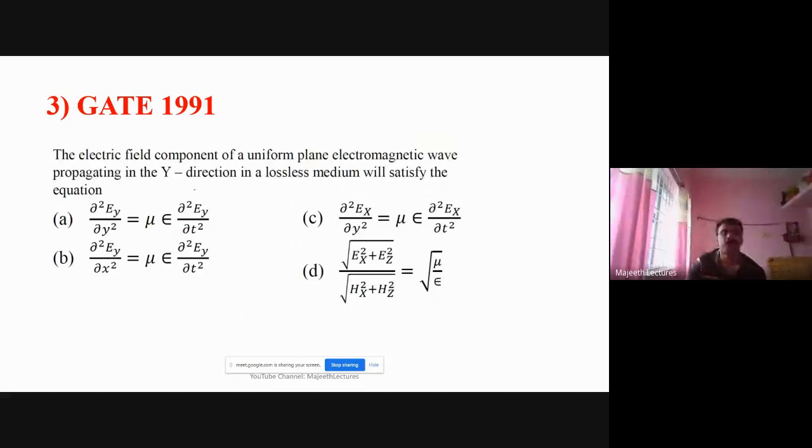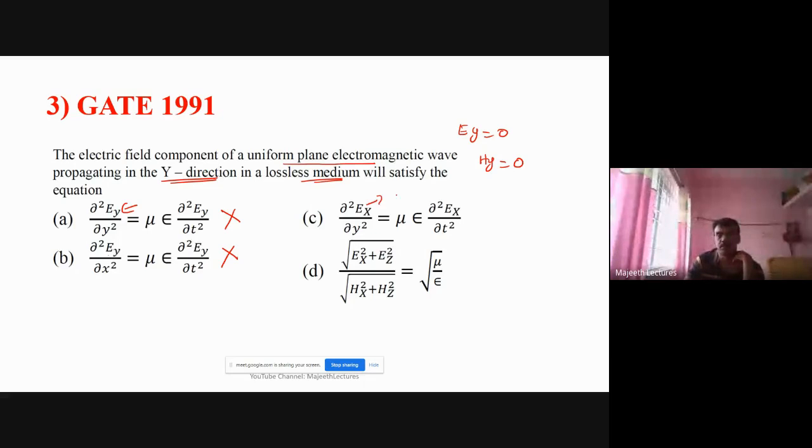Next, the electric field component of a uniform plane wave propagating in y direction in a lossless medium will satisfy the wave equation. When the wave propagates in y direction, the electric field and the magnetic field should not be in y. So Ey must be 0, Hy must be 0, because the wave is in y direction. So E must be in either x or z. So this is telling Ey component, so this is wrong. This is also telling Ey component, this is wrong. Right? So the wave should propagate in y direction.